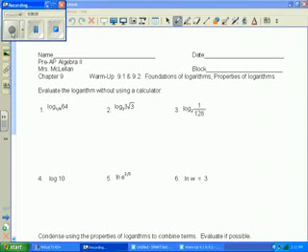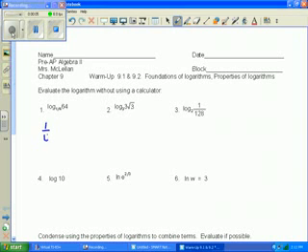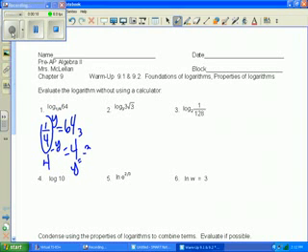Okay, warm up 9-1 and 9-2. I don't want to necessarily do all of them all the way. But 1/4 to the y equals 64. Reciprocate this. That would be 4 to the negative y. 4 cubed. So therefore y is negative 3.